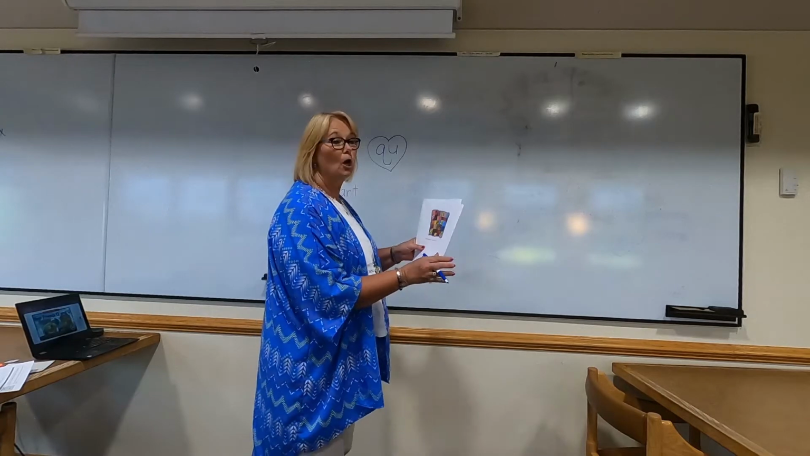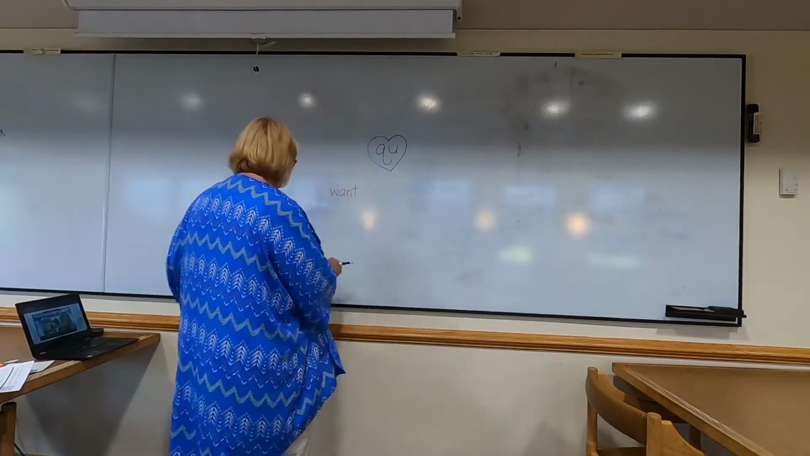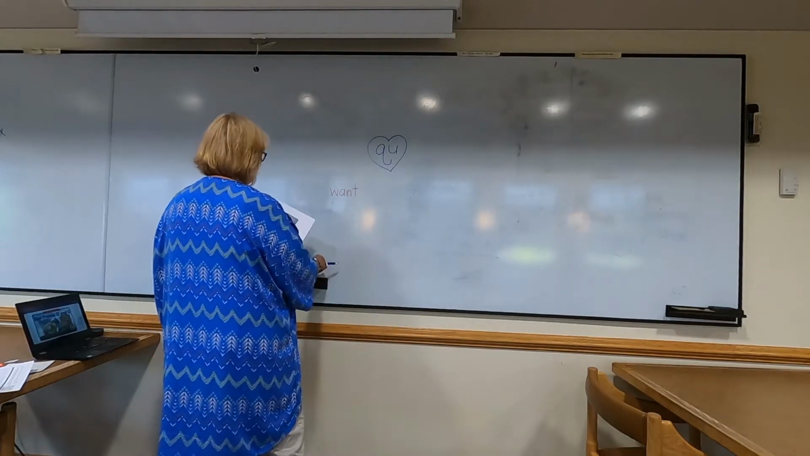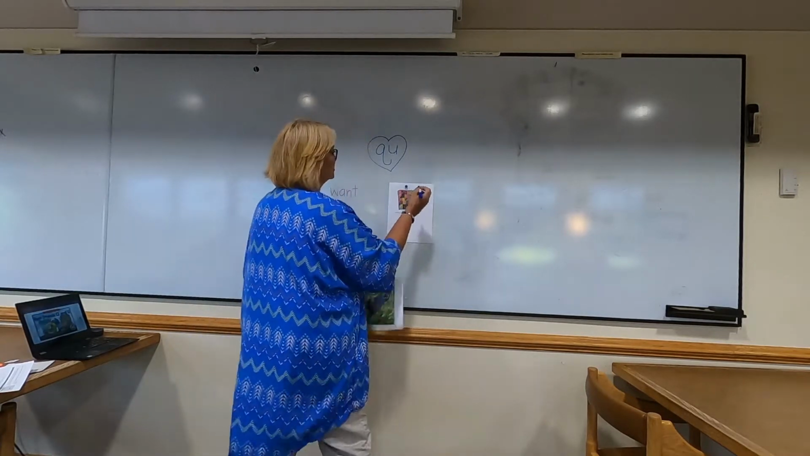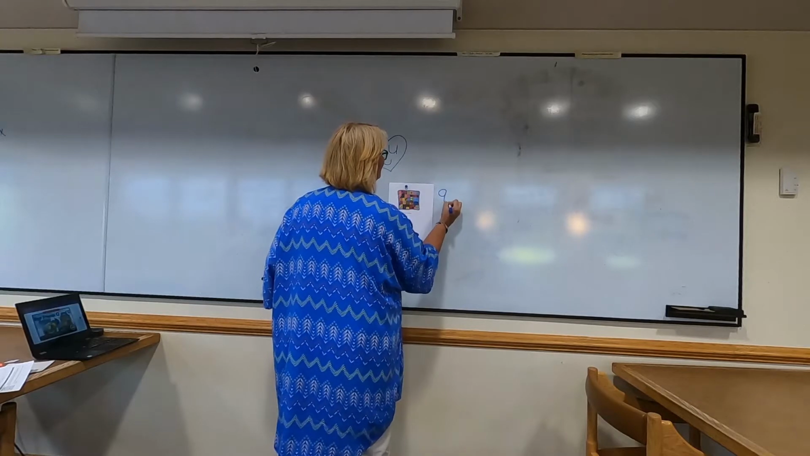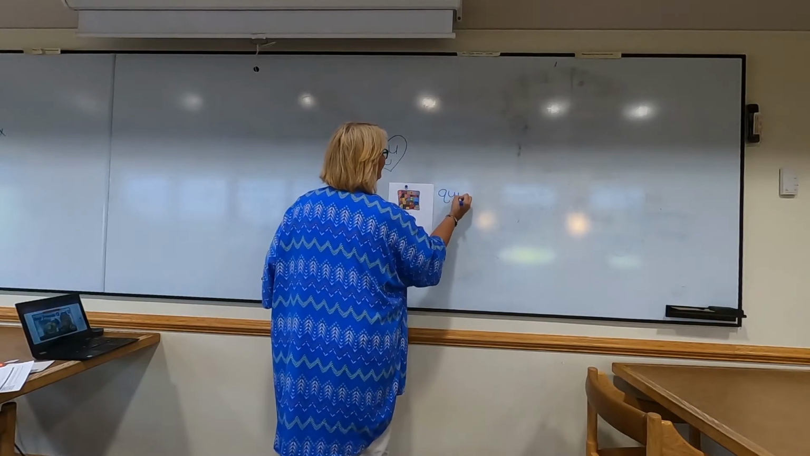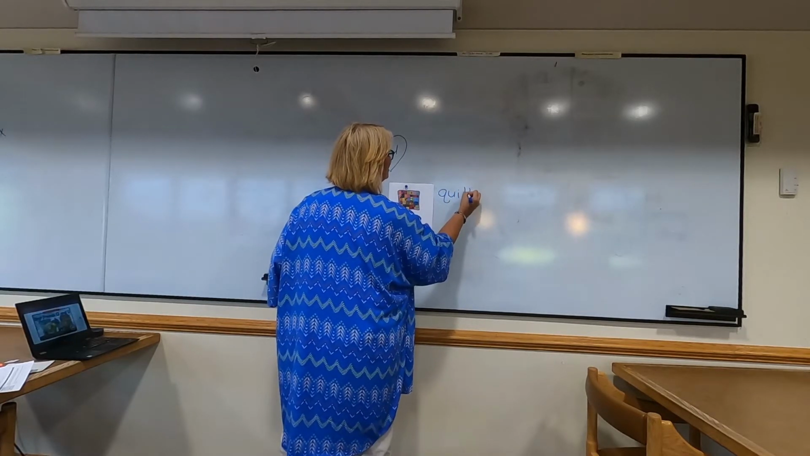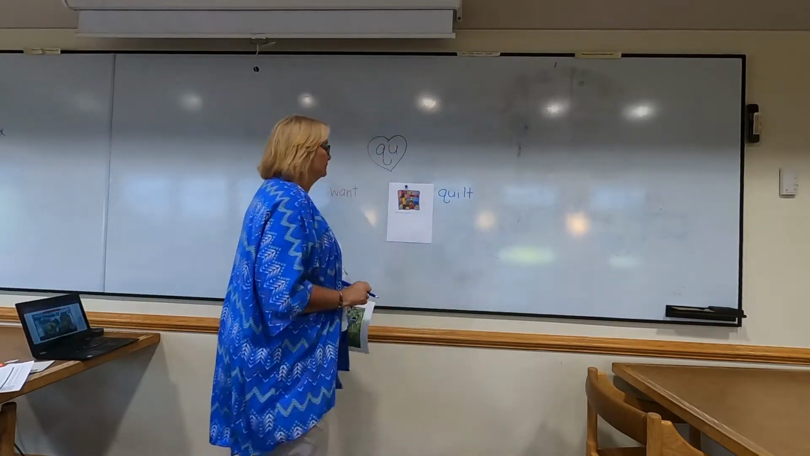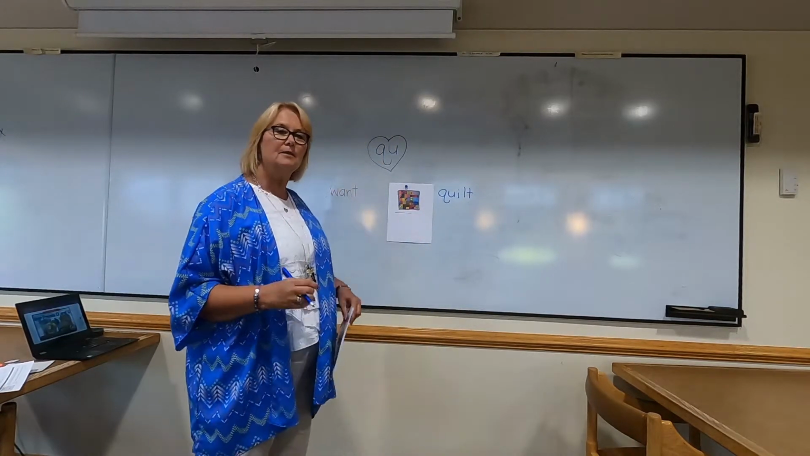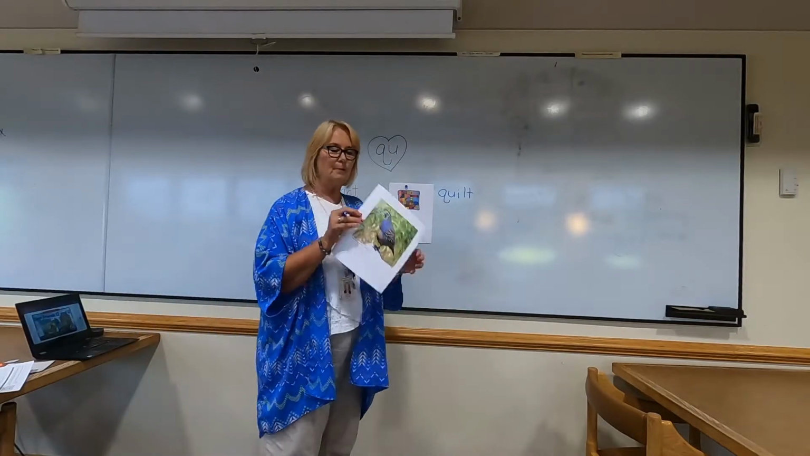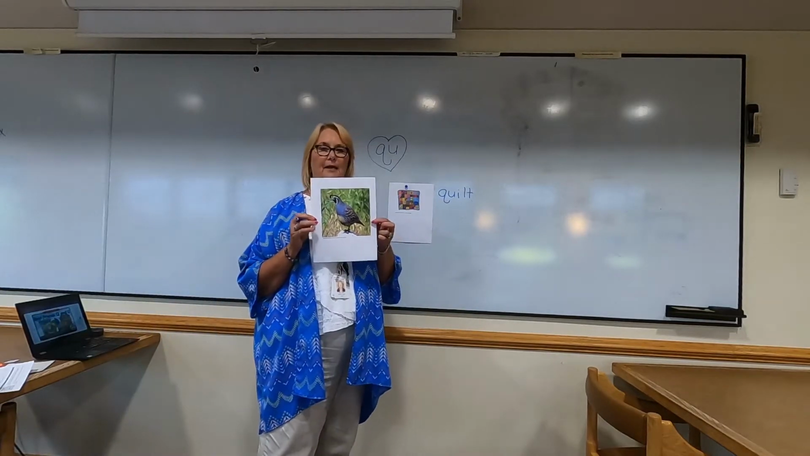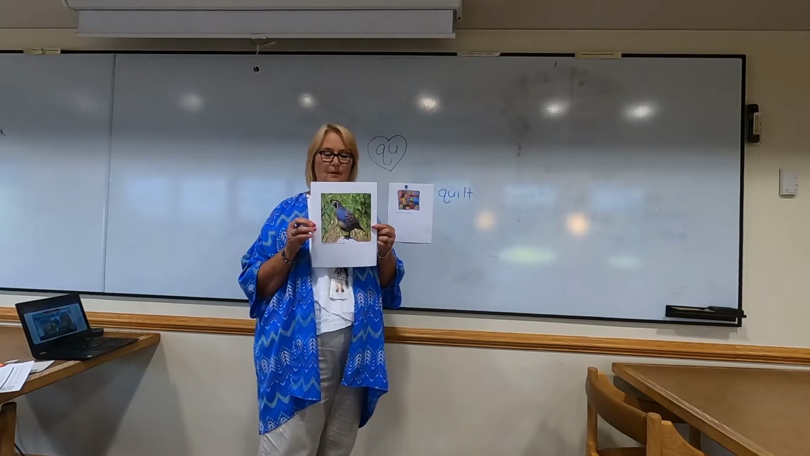If you said quilt, you are correct. This is a picture of a quilt. And quilt is spelled quilt. This is a quilt. A quilt is like a blanket. This picture also begins with the qu sound.